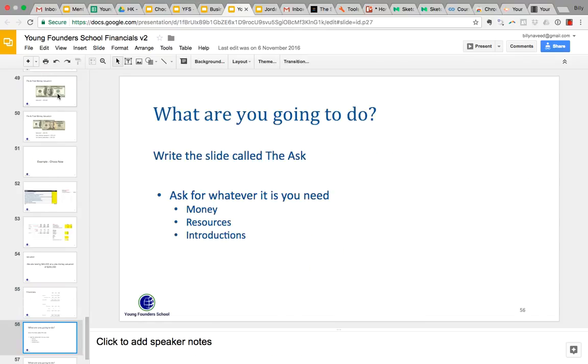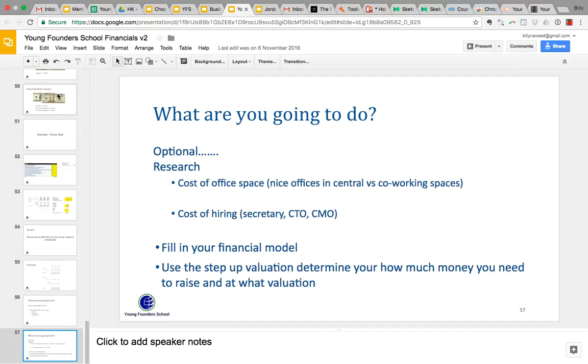Here is my completed financials. So we ask them to go away, figure out what they need, and then fill in the slide called the ask, figure out research cost of office space, the cost of hiring, fill in the financial model, and fill in the separate valuation model.